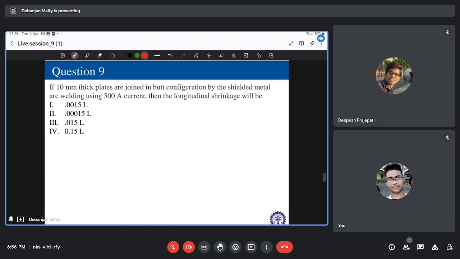Okay, let us do some quick math. Say you have a 10 thick plate that is joined in butt configuration by SMAW using 500 amperage of current. What will be the longitudinal shrinkage? If you remember the equation, it's just an equation based question. Put the value and give me the answer.